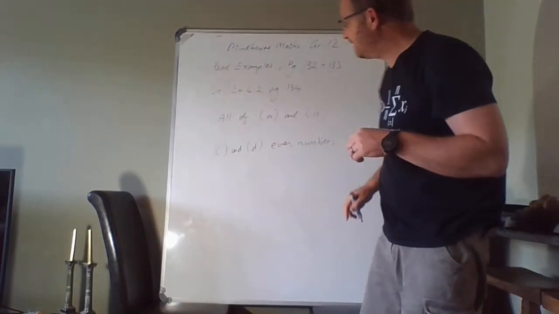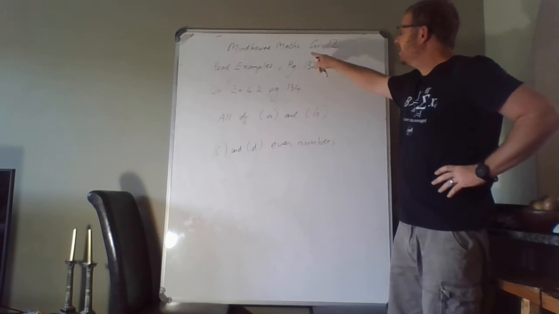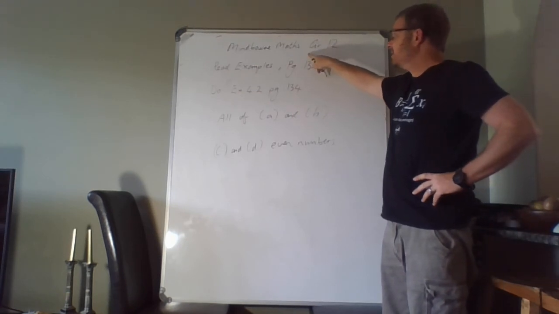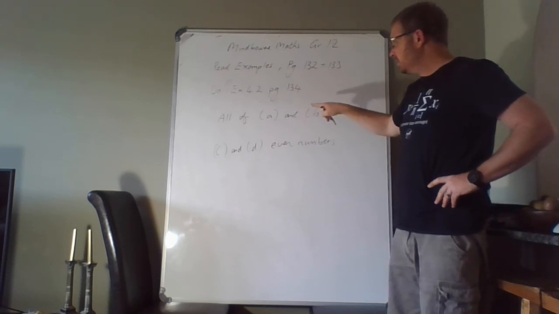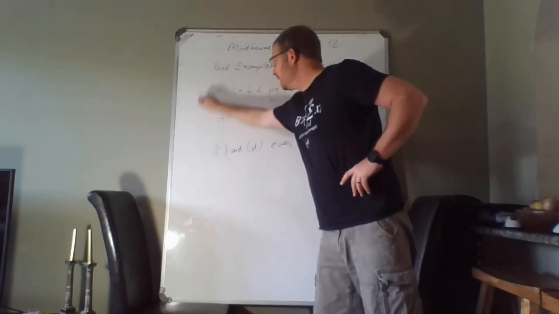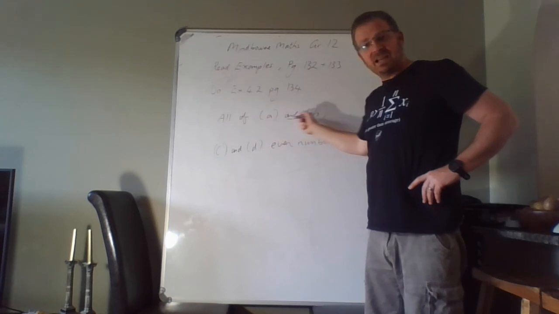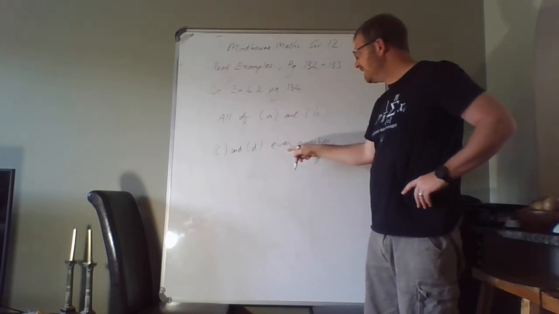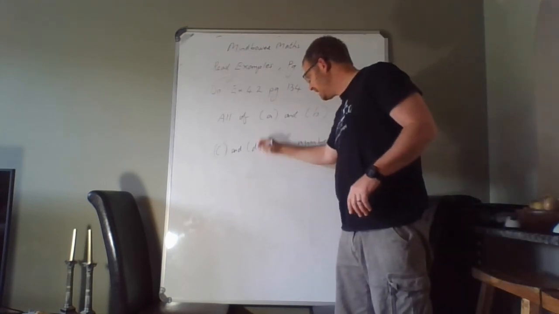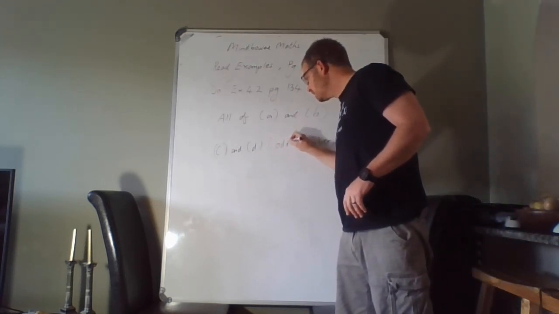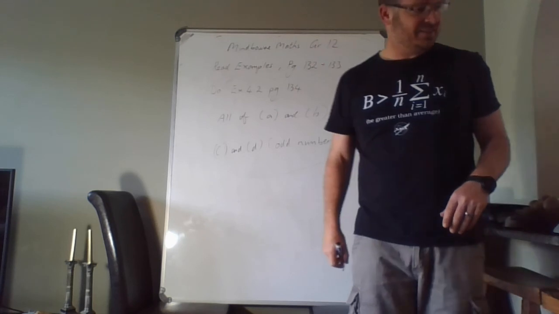The family are getting grumpy because they want to eat lunch. So I want you to do now Mind Maths grade 12, read examples on page 132 and 133. Then I want you to do exercise 4.2, page 134, all of A and B. And then C and D, just the odd numbers. We did the even numbers as examples.